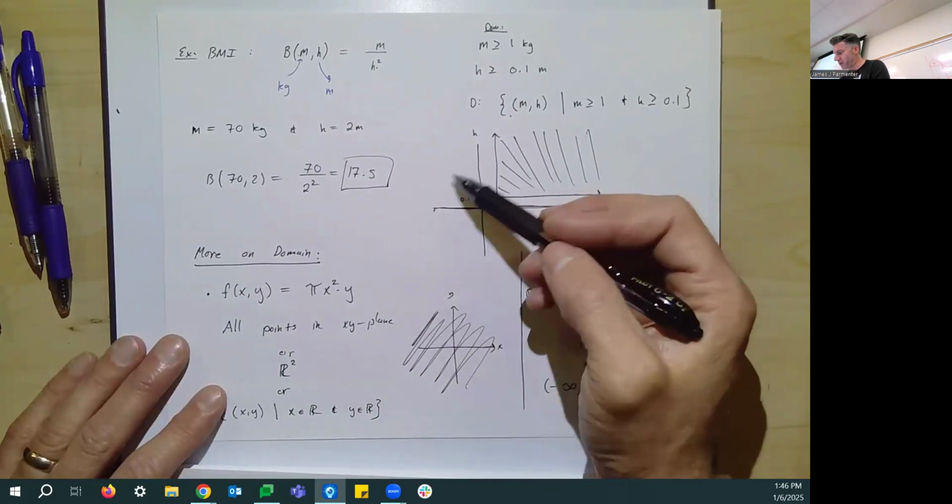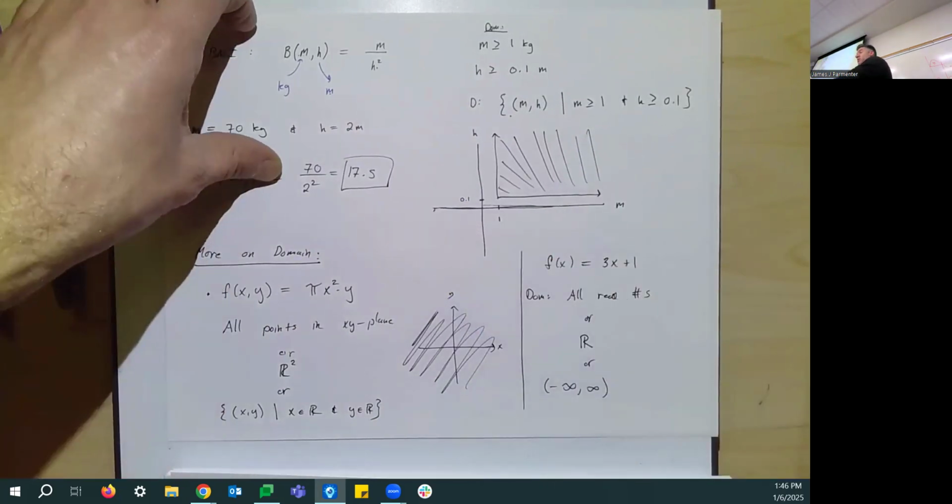Well, let's look at some more examples with the limited amount of time we have. It always feels like a rush on the first day because we're talking about the syllabus. So 3 examples here for domain.